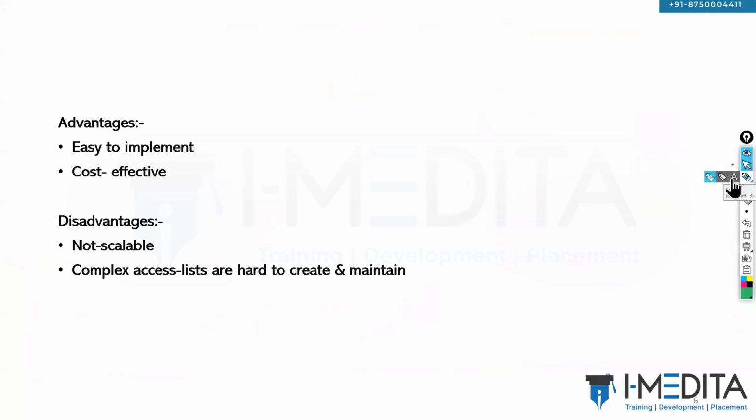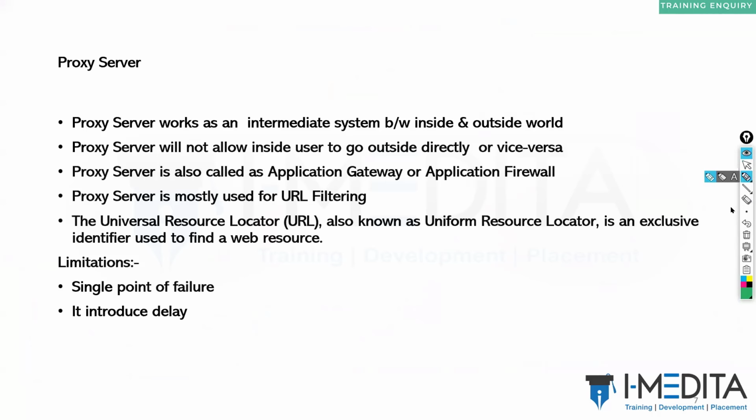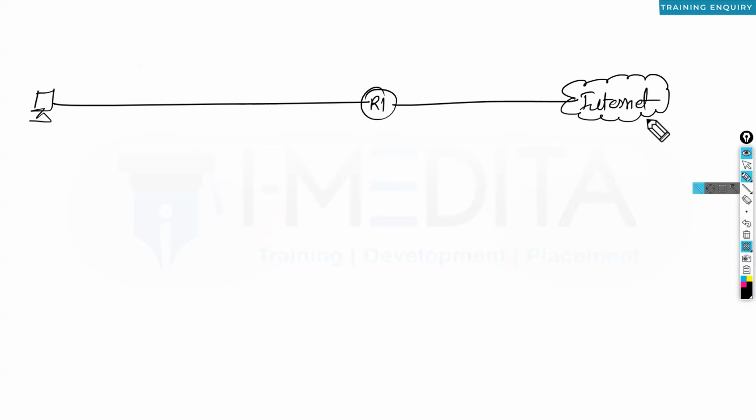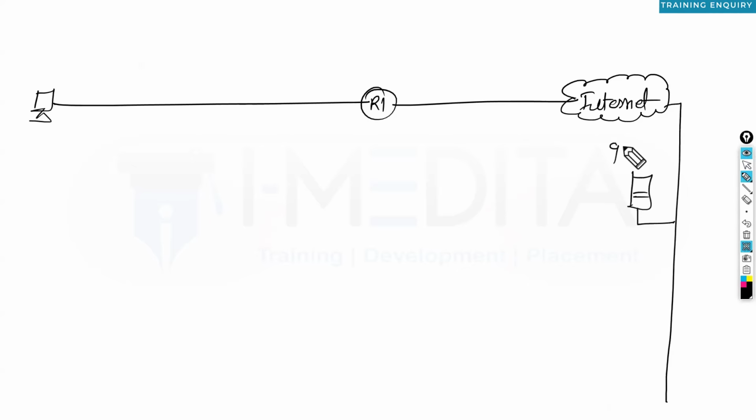After this technique or method, the next technique available in firewalls is the proxy server. Let's understand the proxy server with the help of a diagram. We have a PC here, a user, that is connected with a router. Then we have the internet, and at the internet we have two public servers. For example, the first one is Google, and the second one is, for example, YouTube.